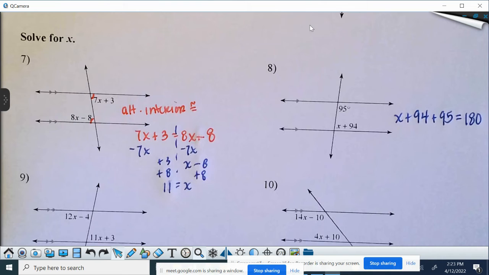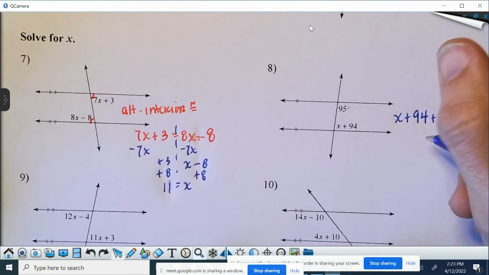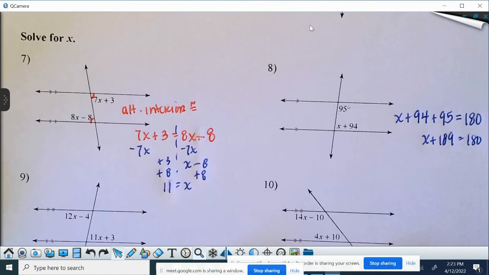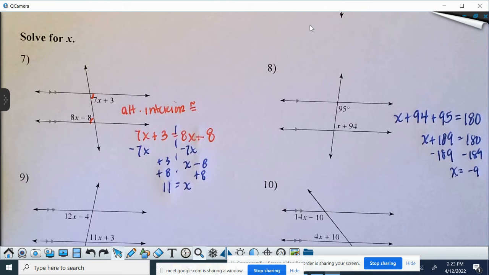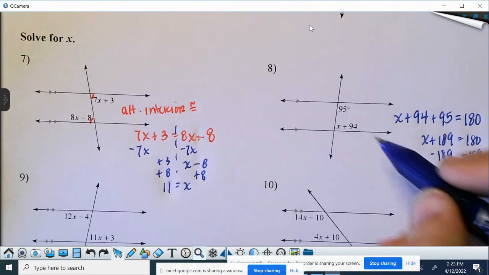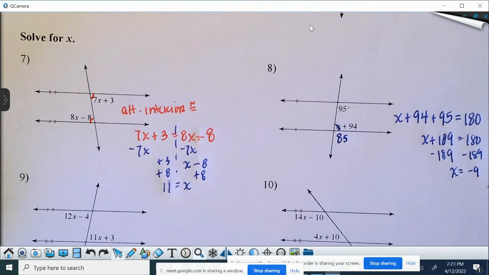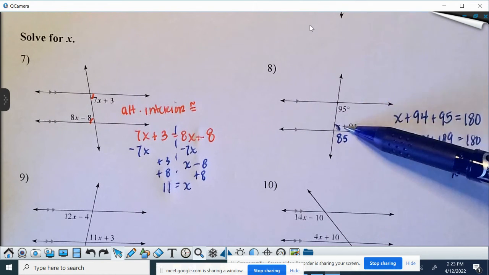94 and 95 is going to give us 189, which seems weird because it's bigger than 180. But you know how math be doing. So x equals negative 9. Just fine, as long as it gives us a positive angle measure when we're done. And you don't make a mistake like me. Or if you do, you at least catch it. So 85 plus 95 does indeed give us 180. So if we wanted to know this angle, this angle would be 85, because with an x of negative 9, and also because 95 from 180 gives us 85 here.